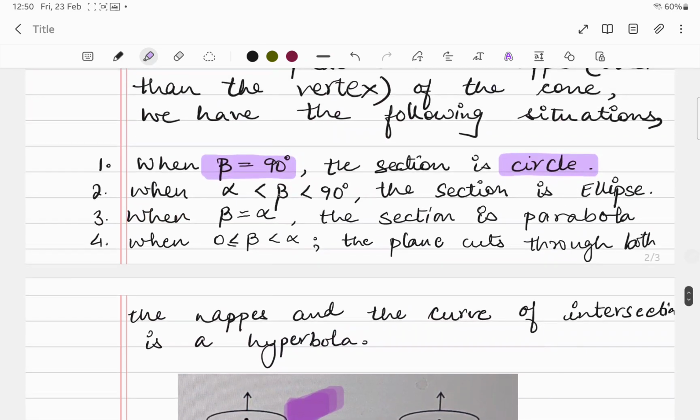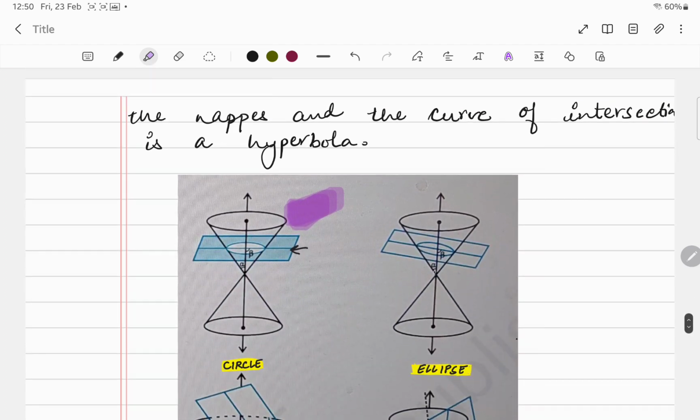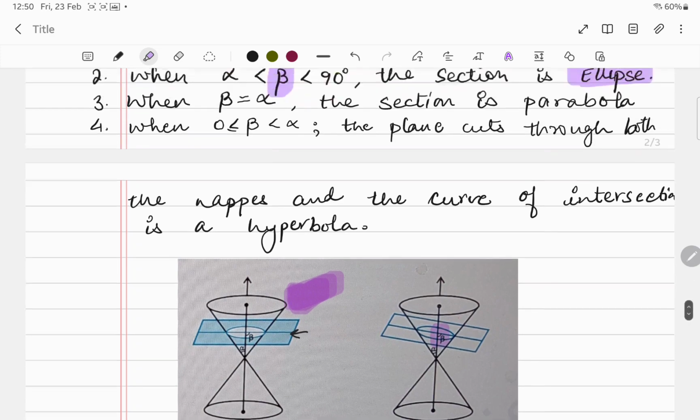The second is when your beta, the angle of the plane, is greater than alpha and less than 90 degrees. So it's not 90 degrees, but it is greater than alpha. Then the curve formed is called an ellipse. If it is 90 degrees, it's going to cut vertically. But in this case, you are formed with an ellipse.